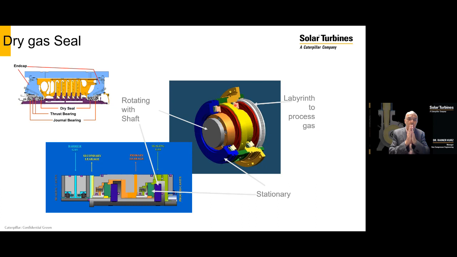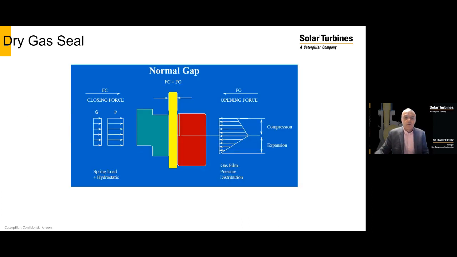and very, very small leakages. So essentially, the force of the gas is used to oppose the closing force from the spring, and that allows us to operate the dry gas seal with a very small gap and very small leakages.